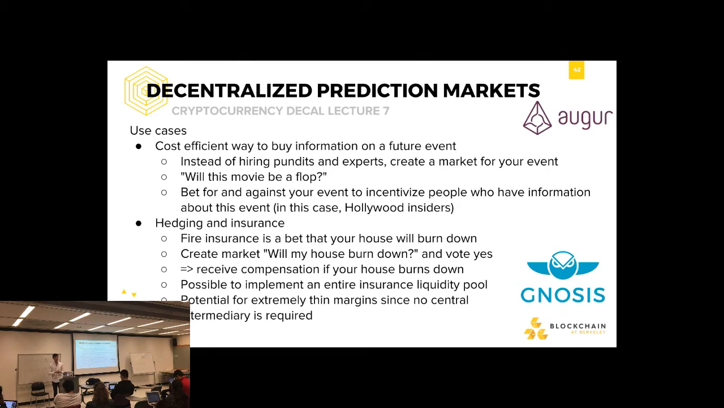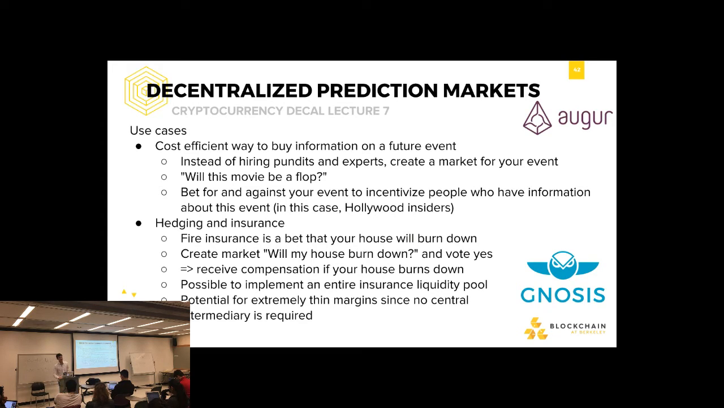Obviously, there might be some issues with moral hazard, but this is just to illustrate a theoretical construct where we could even implement an entire insurance liquidity pool onto a smart contract and avoid the high costs of having offices and people manage all of this.